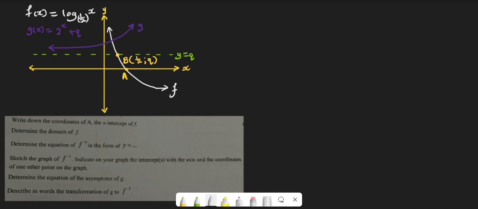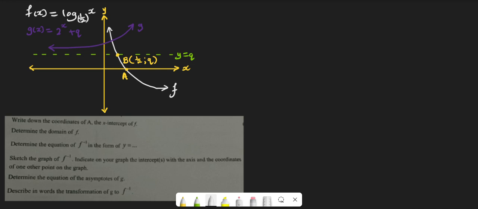So the function f of x cuts the x-axis at point A and also cuts the line y equals q at point B, where the x value of the coordinate B is half, and the y value is q. So going straight to the question asked, we are required to determine the coordinates of A, which is the x-intercept of f.